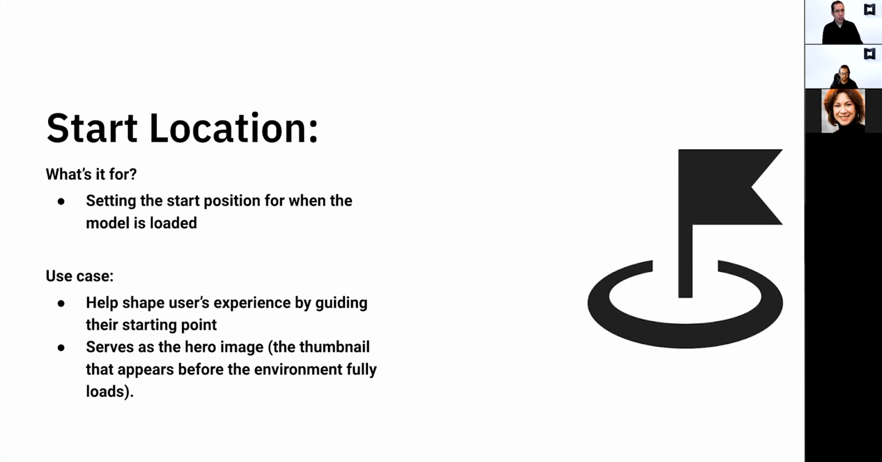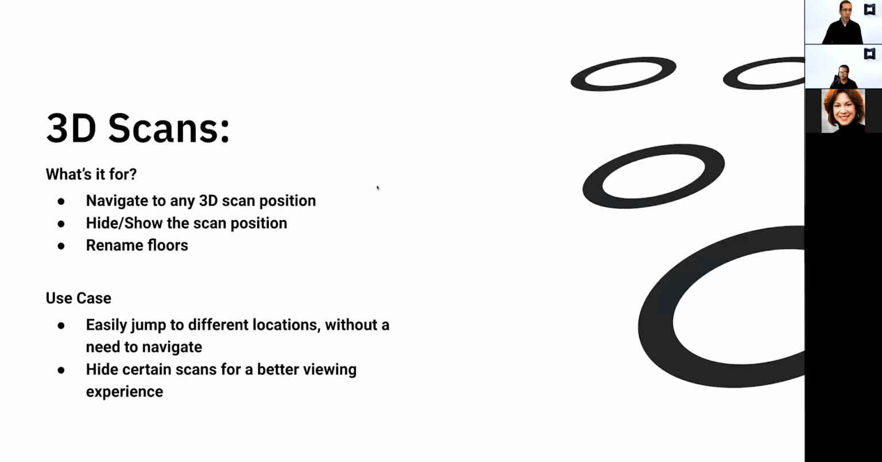And as we mentioned here in the use cases, this helps shape your user's experience by setting that start location in your 3D model, the first step of creating your guided tour, really. Again, when you're out there scanning, you're creating a 3D model and not the guided tour, as well as serving as the hero image for your model. So right now, the way it works is the start location is going to be the thumbnail for your model. If your model is embedded in a landing page or anything like that, that's what they're going to see prior to hitting that load button or play button. So that's it.